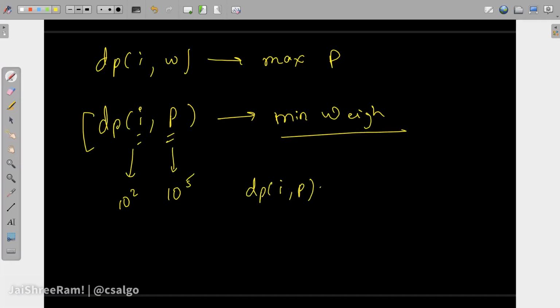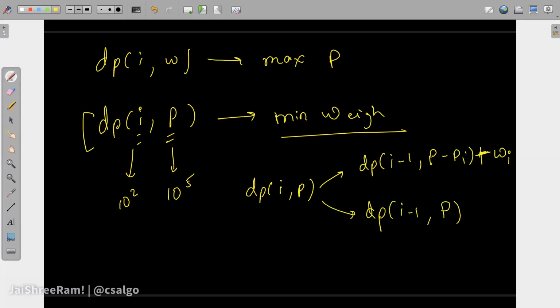can be either equal to what you would have taken from dp of I minus 1 comma p minus pi, whatever the ith profit was, that is, whatever the minimum weight needed by that state was, plus wi, which gives you the minimum weight needed for this. This is one possible choice. Or from I minus 1, if I already had a profit p, then I can do this in at least that same weight. So the minimum of these two is the possible weight for this particular state, right?